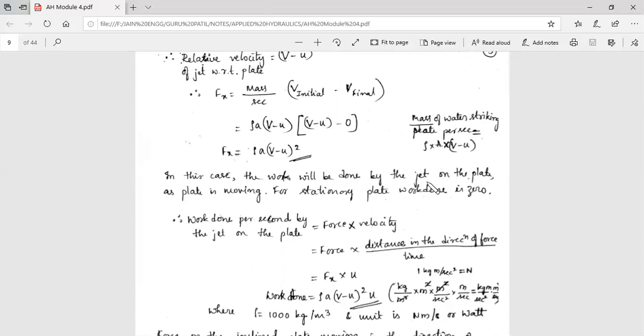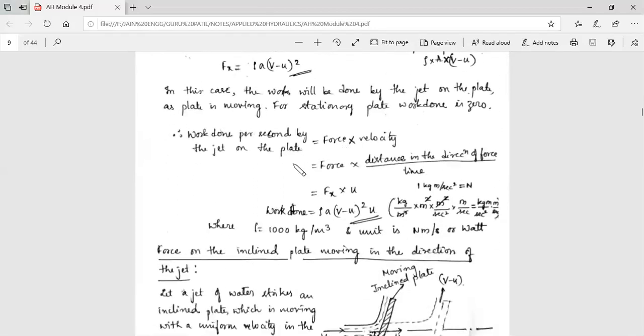Initially, it will be a stationary plate. As the jet goes on hitting, the plate goes on moving. So work done per second is nothing but force into velocity, that is, distance in the direction of force per time. Distance traveled by time is nothing but the velocity, so I can consider it as u. Fx we have already derived: rho a (v minus u) whole square, into u. The density of water is 1000 kg per cubic metre, and the unit is Newton meter per second, or watt, because work done will be in terms of watt.